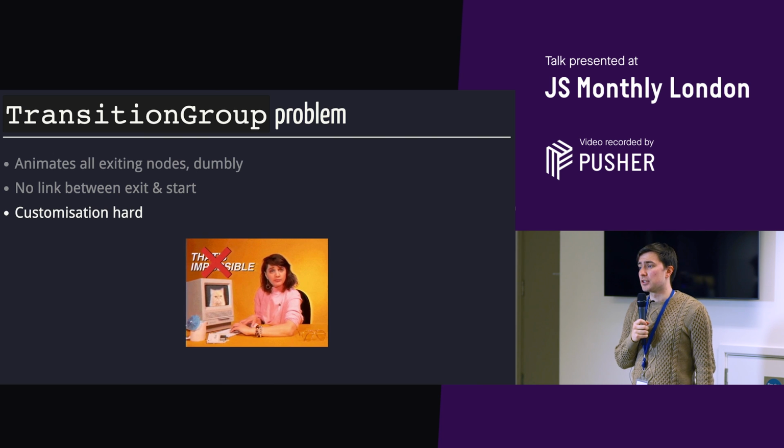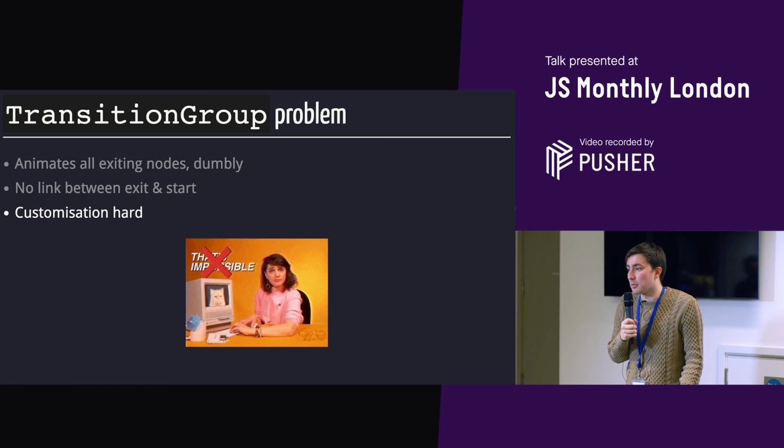And both of these things are just symptoms of the fact that customization is just hard. Transition group is designed for a very particular case, and it does that case really well. But that case isn't routing specifically, which is fine. It's not what the library is designed for.